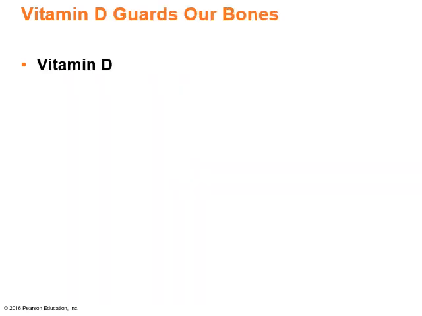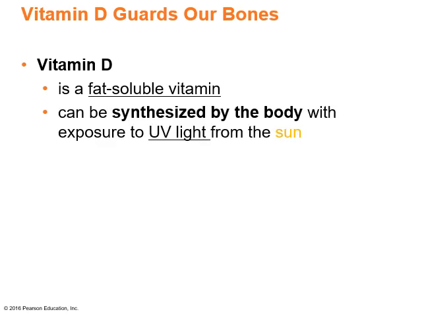All right, vitamin D. This is one you hear a lot about out there. Vitamin D, it says vitamin D guards our bones. It is, once again, one of the fat-soluble vitamins. It can be synthesized by the body, so it can be created by the body with exposure to ultraviolet light from the sun. So actually just going outside and getting a little bit of sunlight, and well, you say fresh air, but it's not about the air, it's about the sunlight, as a matter of fact. Your body can actually create some vitamin D from that.